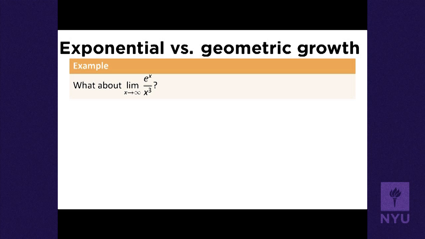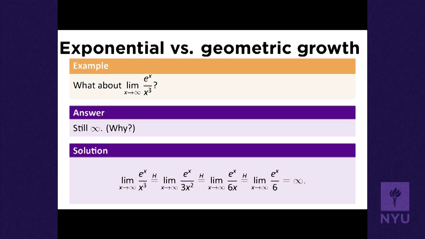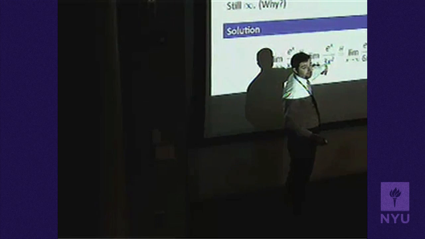Okay, so let's try it with the limit as x goes to infinity of e to the x over x cubed. Yes? Infinity. Okay, you're going to short circuit my little exercise here. Why do you say infinity? Okay, so something like this. I take the derivative of e to the x over x cubed, differentiating the numerator and denominator. You would get e to the x over 3x squared. Still an indeterminate limit, right? But a simpler denominator than before.